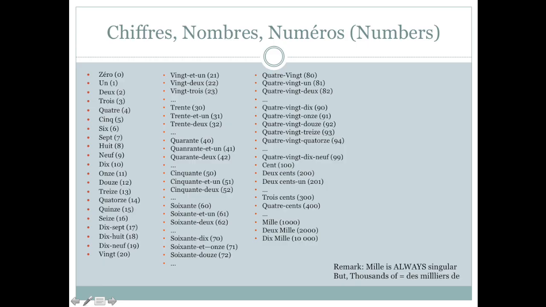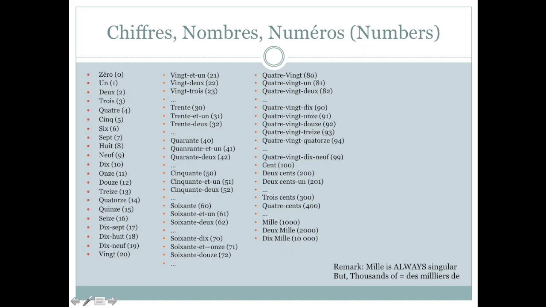40. So it goes on and on, so I won't say the points anymore. 40, 41, 42, etc. 50, 51, 52. 60, 61, 62. 70, 71, 72, 80, 81, 82, 83, 84, etc. 90, 91, 92, 93, 94, 99, 100, 200, 201, 202, etc. 300, 400, 1000, 2000, 10,000.